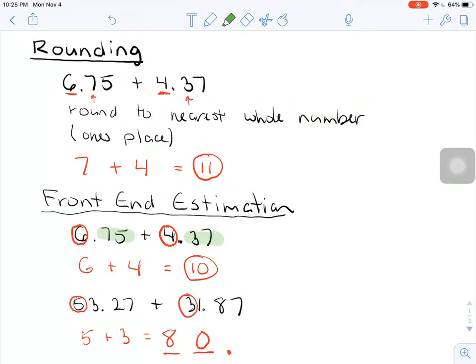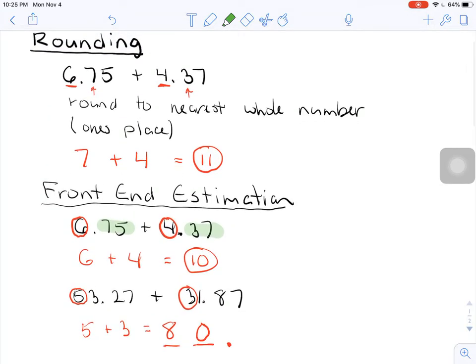So front-end estimation is nice because it's fast, but the downside is that a lot of times it'll give you an answer that's a little bit lower than the actual answer. But if you just need a rough estimate and you don't care about being exact, it's a nice fast way of getting the answer.